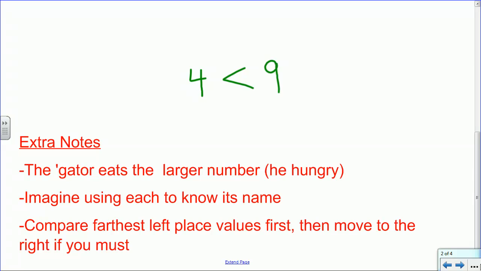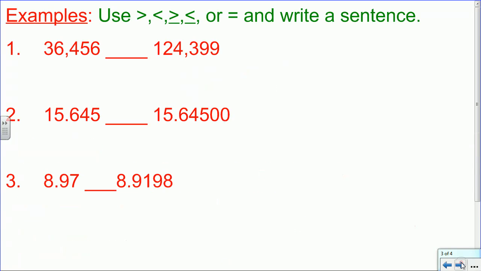Finally, when we're comparing numbers and trying to figure out relative value, we compare the furthest left place values first, then move to the right if we have to. Not the number of digits, so that's a common mistake, is that people will think the number of digits or the number of place values means the most, but no, we look at the furthest left place value first. So here are some examples.